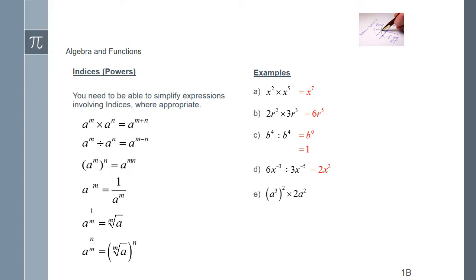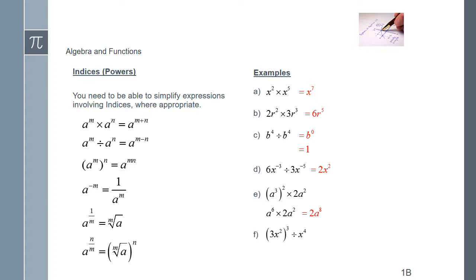a cubed squared times 2a squared. But if we do this in stages, we've got a cubed squared, which is a to the power 6, times 2a squared, and that's using the third rule. Then we can use the first rule to say 6 plus 2 is 8, so it's 2a to the power 8. In an exam, it's well worth splitting and writing down precisely the steps, and not trying to jump from the first line to the last line, but having the working out in between.